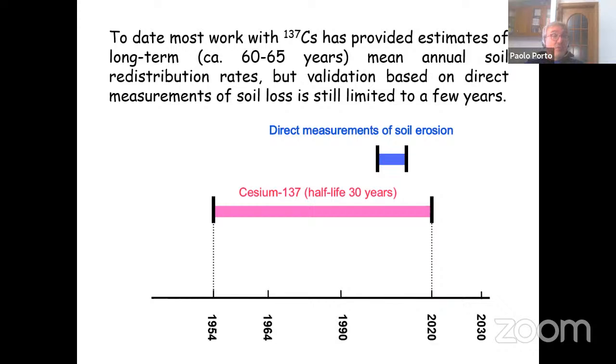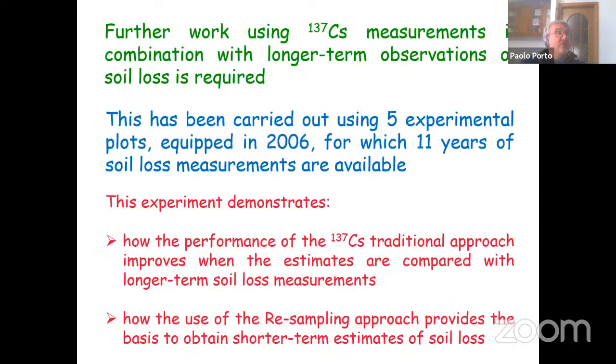And so I will try to show you in these experiments how the cesium-137 estimates improve if the number of years of measurements of soil loss from the plots are longer, are higher than the normal, okay? I don't know if I was clear, but anyway.